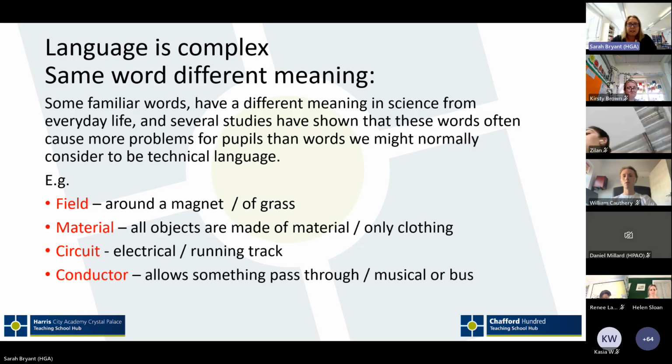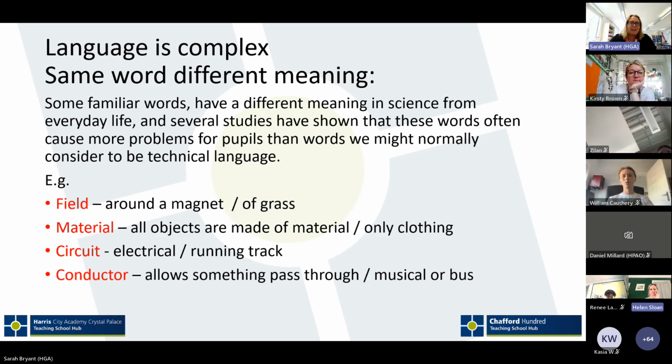A circuit. We might think of a circuit on a running track, or a circuit of a Formula One racetrack, for instance. But what about our electrical circuits? Because they don't see them, they might not have heard of an electrical circuit until we bring that into their vocabulary.